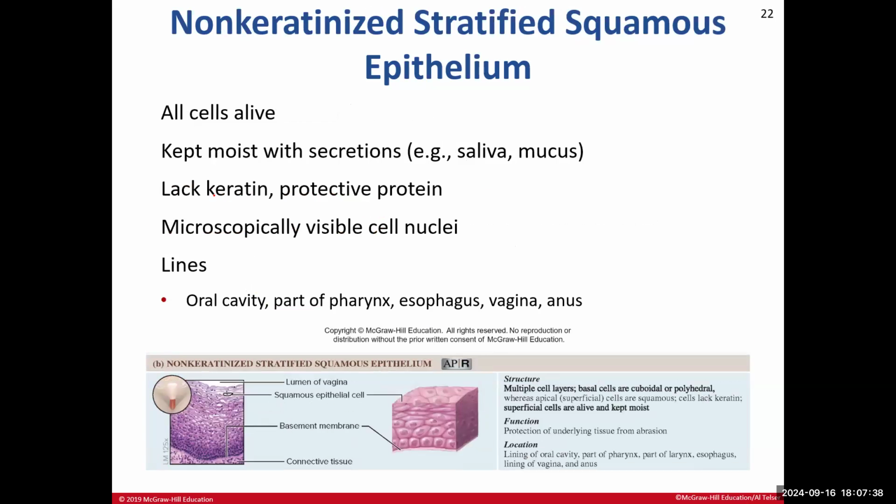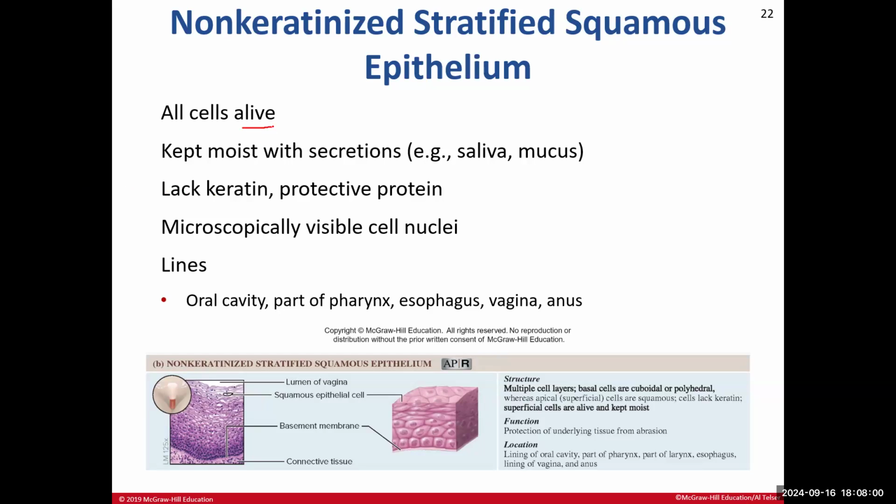All right, the other type of stratified squamous epithelium is the non-keratinized. So that means these cells are not dead. They should all be alive. Same type of scenario though: the older cells will be pushed towards the apical surface and they'll migrate upwards. Since we don't have keratin here, our cells will be alive.